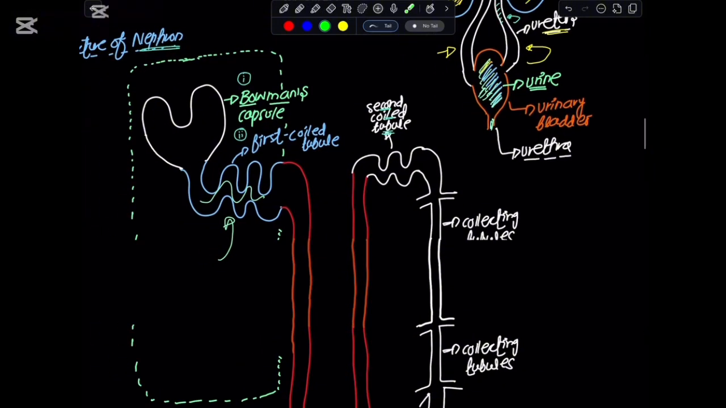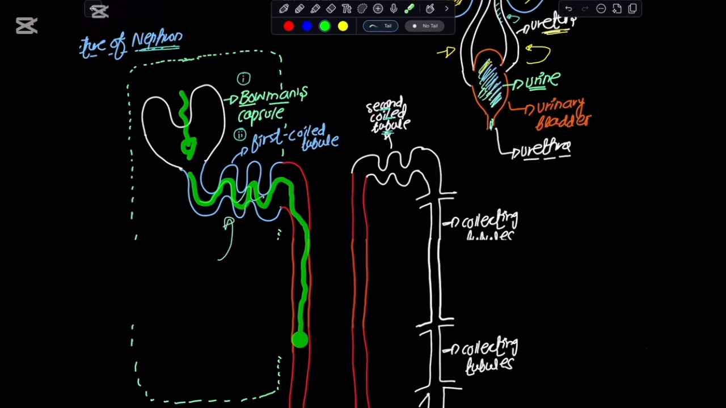Now something happens here at the level of the Bowman's capsule, where I need to filter the blood out. When I filter the blood out, not only the waste material but some useful materials would come along with it. If I were to rely on that, along with the waste material, the useful materials would also be lost in the urine. This is a problem for my body, because some molecules or waste materials we intentionally want to release, to excrete out of the body. But useful materials like glucose and amino acids, I can't afford to lose.